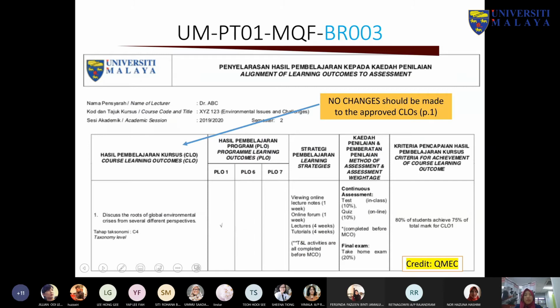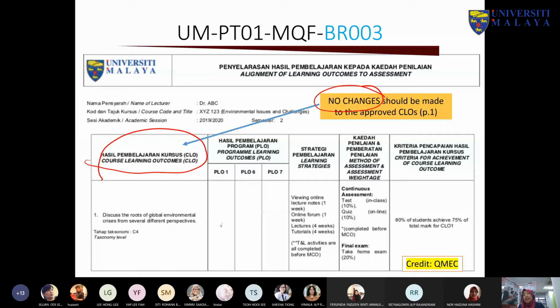So if you go to your form, and we have to give credit to QMAC for giving us this slide, you go to your form UMPT01 MQF-BR003, the alignment of learning outcomes to assessment. I think you are familiar with this form because every semester you have to complete it, right? Now, let's take a look at the area of course learning outcomes, CLO. Number one, no changes should be made to the CLO. You cannot change it, even though you convert these classes from physical to online.